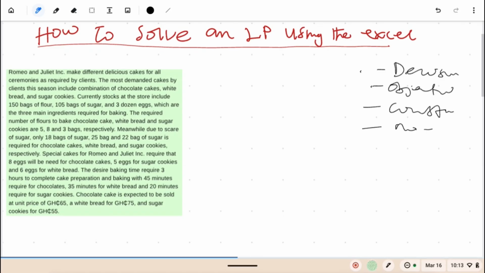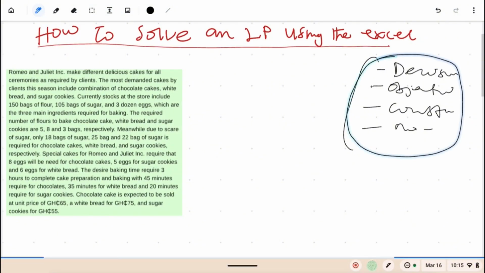So this is the preamble, this is the problem that we need to solve. Now we are done reading the question. We'll go through it again, and as we go through, we'll be taking note of the components: our decision variables, our objective function, our constraints, and the non-negativity constraint.